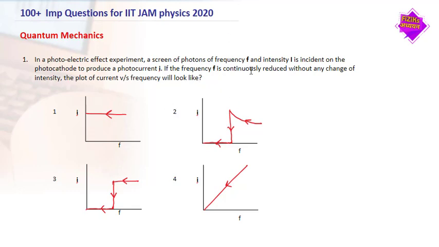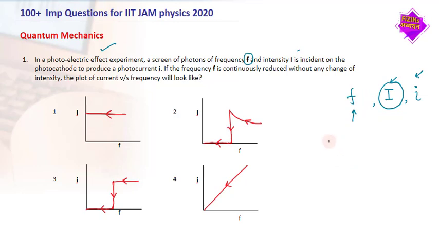So let's look at the details of this question. It's a photoelectric experiment. First thing, frequency is given to be f and the intensity is I, and the current is represented by small i. So this is intensity and this is current. If the frequency f is continuously reduced without any change of intensity, so we are reducing the frequency, but the intensity is fixed. So how will current versus frequency look like?